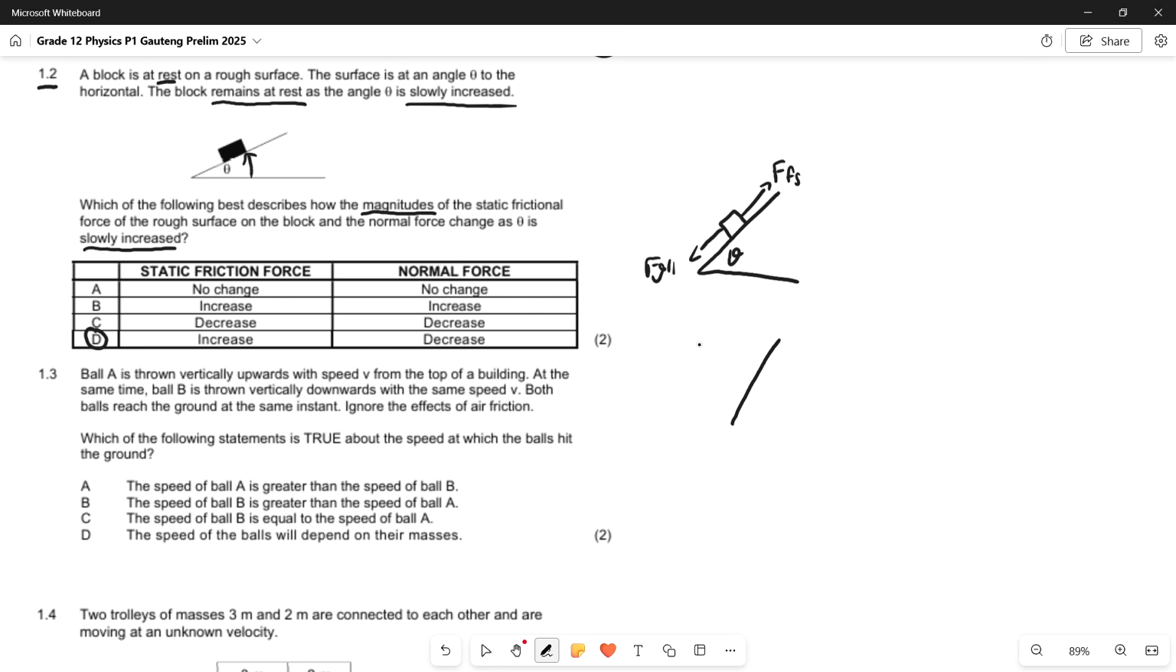But as we increase the angle theta over here, so this is a bigger angle, we still have a stationary block based off of what they're saying, which means the static frictional force has to become greater because Fg parallel becomes greater as well. And if they are still in equilibrium, if this one has become greater, then this one has to become greater as well, provided they are still in equilibrium and this block is still not moving down the slope, because then it would convert from static frictional force to kinetic frictional force.